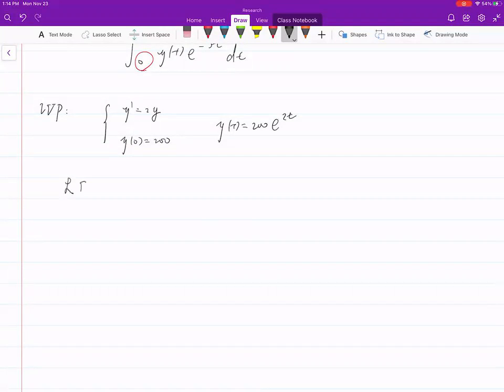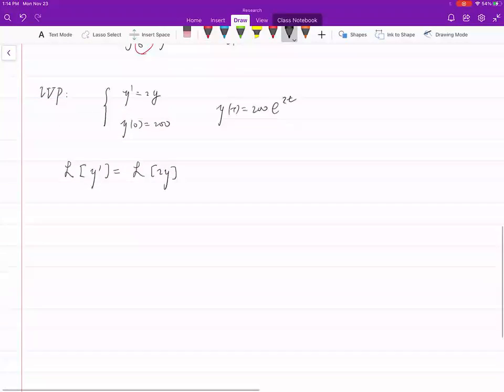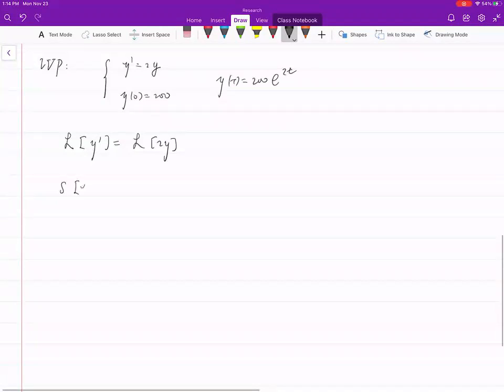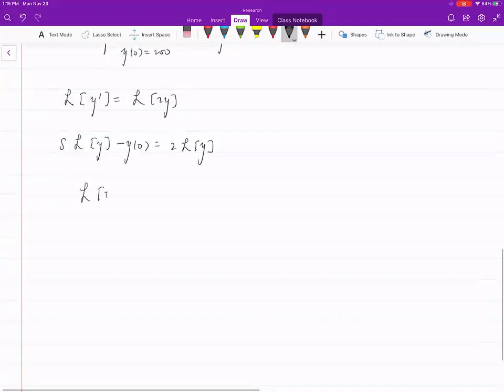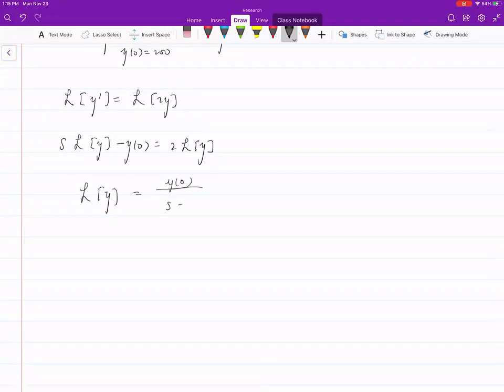Now, if we solve it using Laplace transform, then we just want to apply Laplace transform on both sides. We have sLy minus y0. This comes from integration by parts. And then with the linear property for this one, we finally can put Ly all together equals y0 divided by s minus 2, which is 200 times 1 over s minus 2.